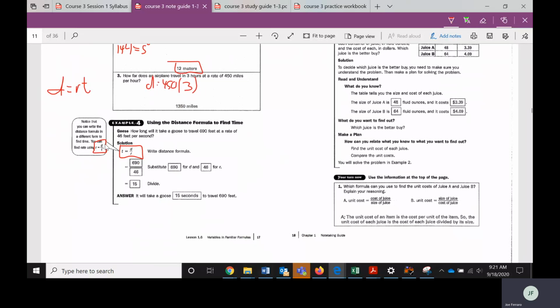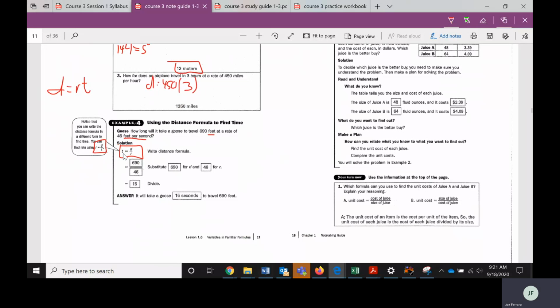So you divide 180 divided by 3, it would be 60 miles per hour. Okay. This one, it says how long will it take a goose to travel 690 feet at a rate of feet per second. So one thing you got to make sure is that, so that you don't have to do any changing of stuff, that the distance matches with the distance part of the rate. So it's 690 feet. It's going feet per second. So that's good. And then when we find our answer, the time will be in seconds because it was feet per second. So now we just plug in into the formula.